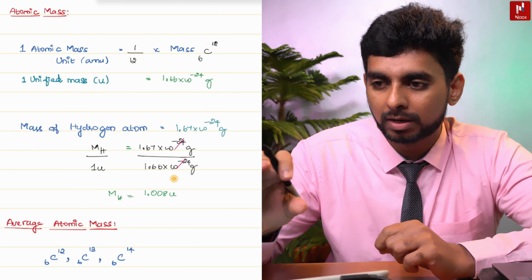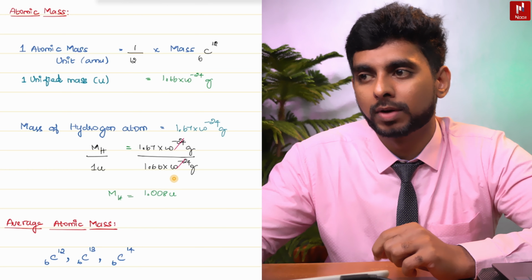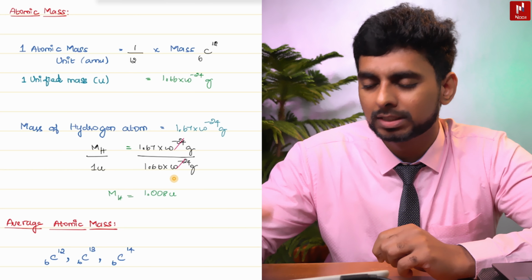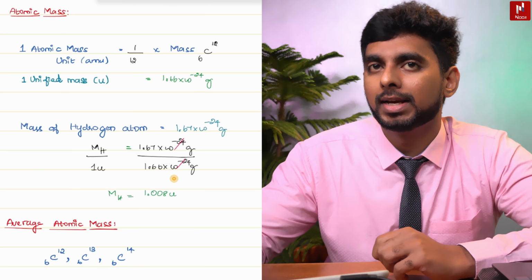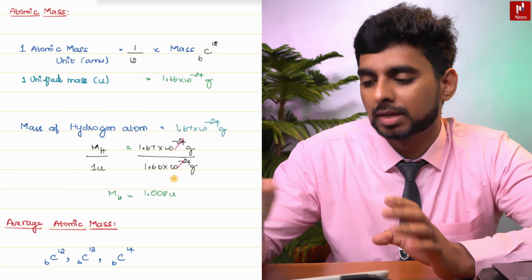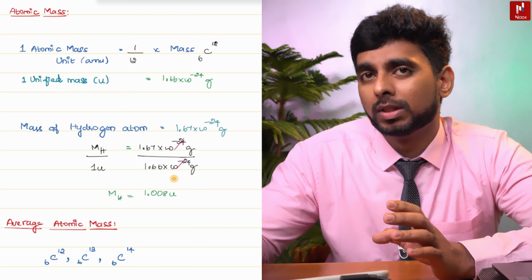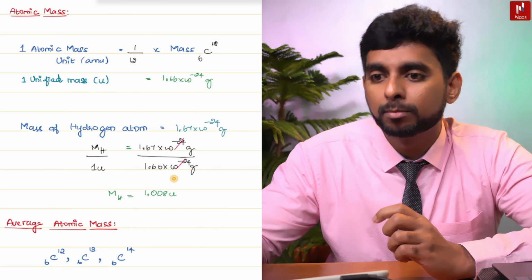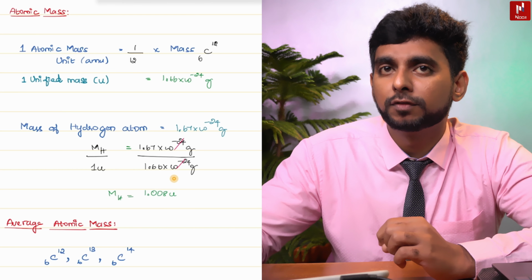Now I'm ready to compare it with other elements also. In the first simple situation, I just took the hydrogen atom. Whatever the case, you just have to match it with the mass of 1 by 12 of the carbon atom. You'll end up getting the mass of that particular element in terms of unified mass. So this is something you need to know regarding atomic mass.